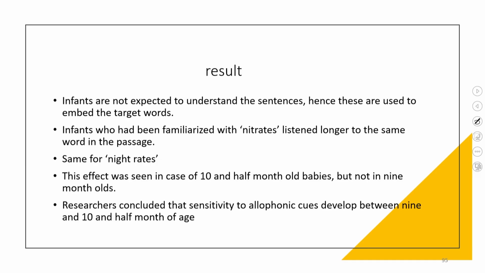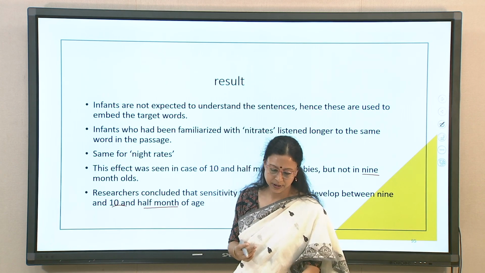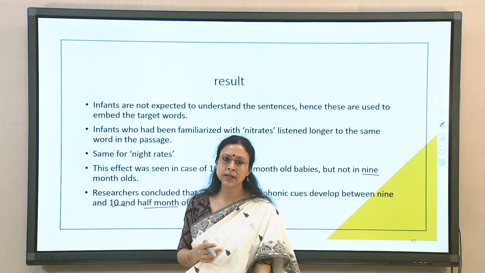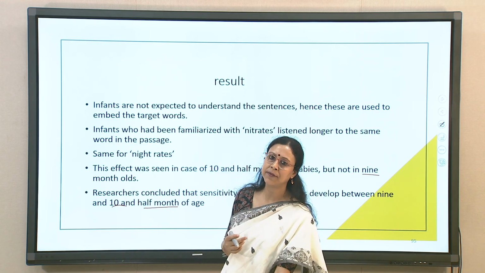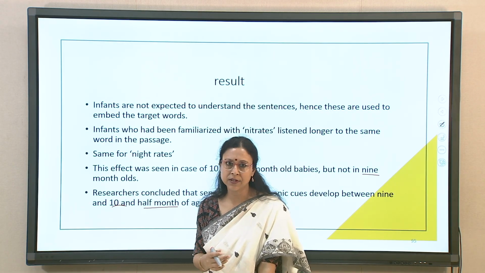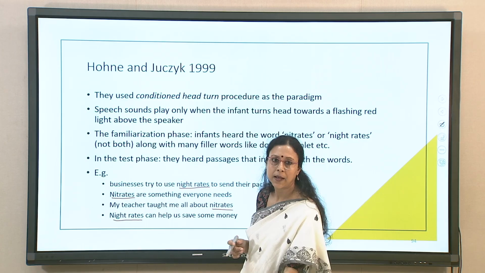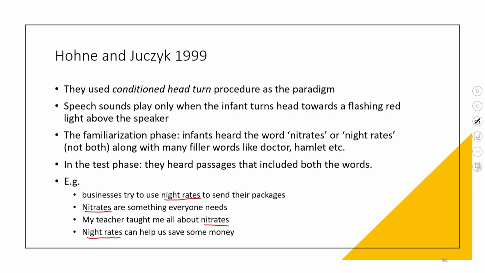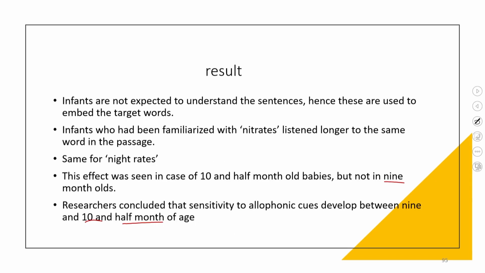So, 10.5-month-old kids could find the difference, but the 9-month-old babies could not, which means this sensitivity grows with time. That is what they concluded: the sensitivity to allophonic cues develops between 9 and 10.5 months of age, because in this case they changed the position of the words embedded in the sentences.